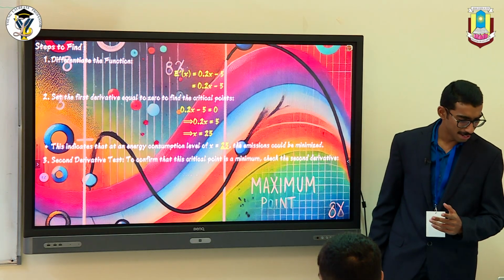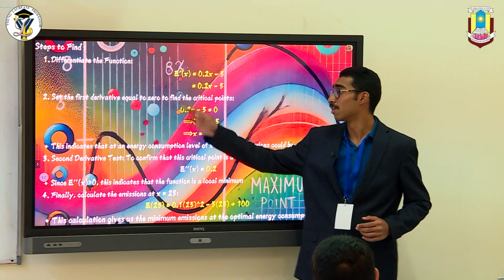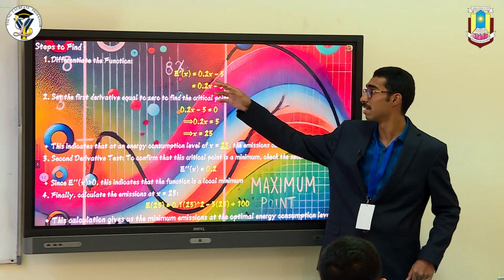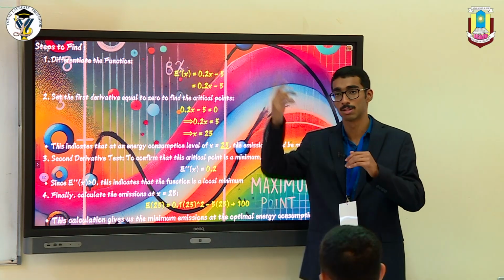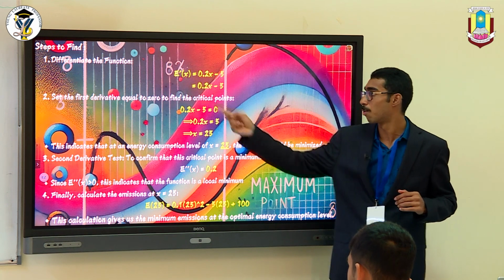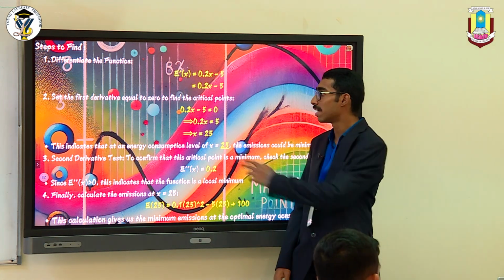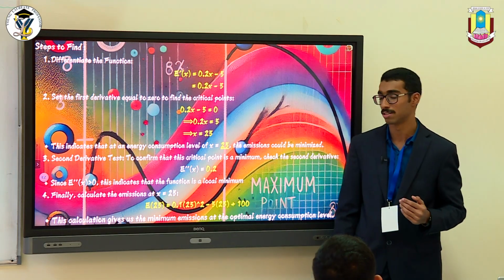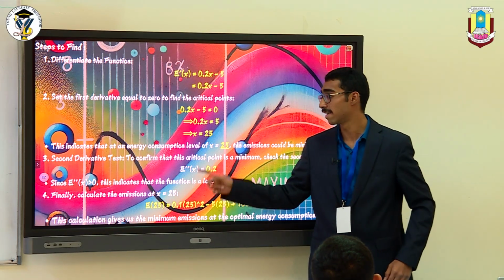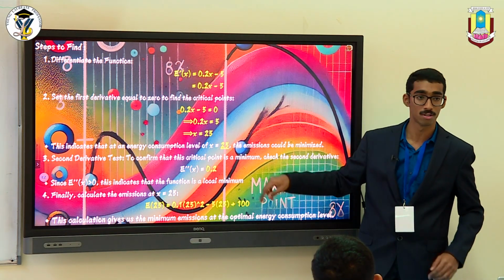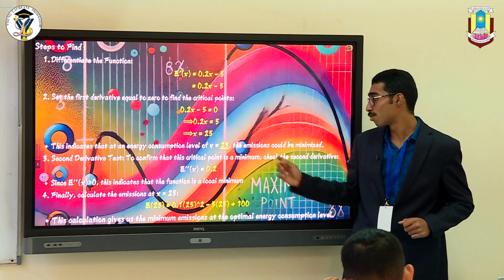So again, we do the same thing. First derivative test: you differentiate it, and you get 0.2x minus 5, because for the x squared, the 2 goes, 2 into 0.1 is 0.2. It's normal differentiation. Now you set this equal to 0 to get the critical points. Minus 5 goes there, 0.2x is equal to 5, and you get x as 25 after taking the point to this side. Now we got this value, x is equal to 25.